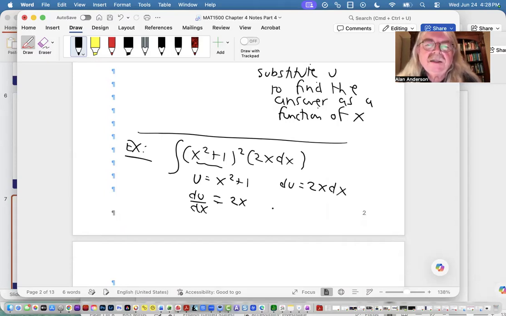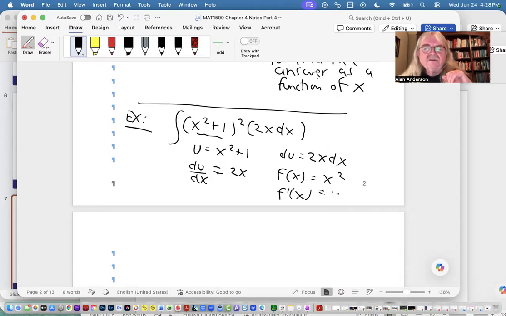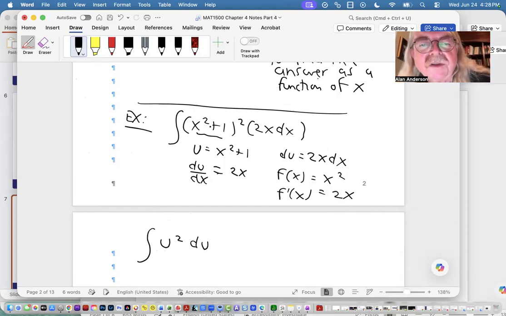And then that means this function you're seeing here could be thought of as x squared. Okay, so what that means then is f prime of x would therefore be 2x. So we can rewrite this as, not f, no, u. That's the whole point of this. u squared du. Okay, so remember we defined u as x squared plus 1, so this becomes u squared.